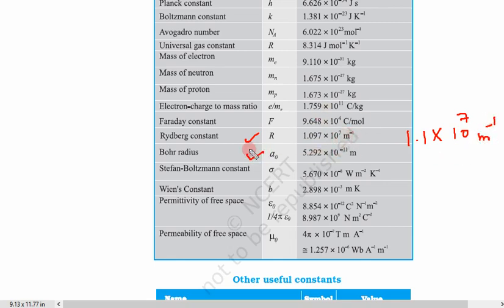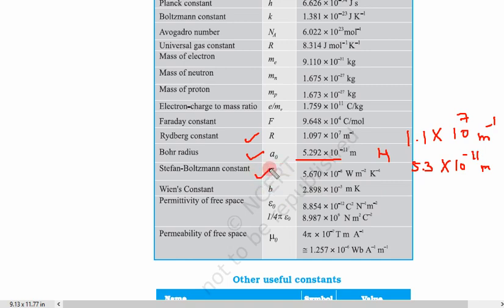What is the Bohr radius? Bohr radius is the radius of the smallest atom. What is the smallest atom? Hydrogen atom. So this is the radius of the hydrogen atom. Let us write this: 5.3 into 10 to power minus 11 meter.